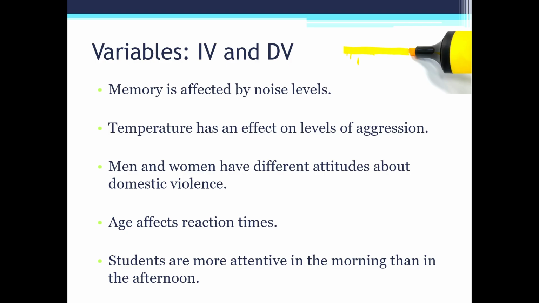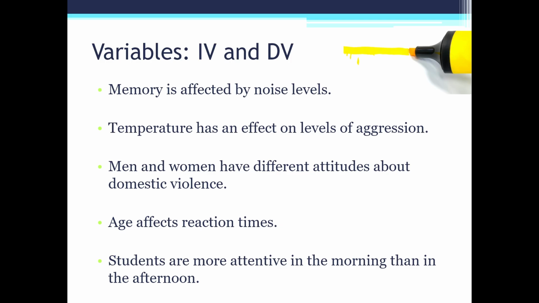The cause is in the noise level, so that would be our IV, and memory our DV. Temperature having an effect on the levels of aggression, so levels of aggression being the thing that we're measuring, DV. Temperature is the effect, so the cause, that's going to be the IV. We've got men and women, so gender is going to be the IV, having an impact on your attitudes towards domestic violence, that's what's being measured.